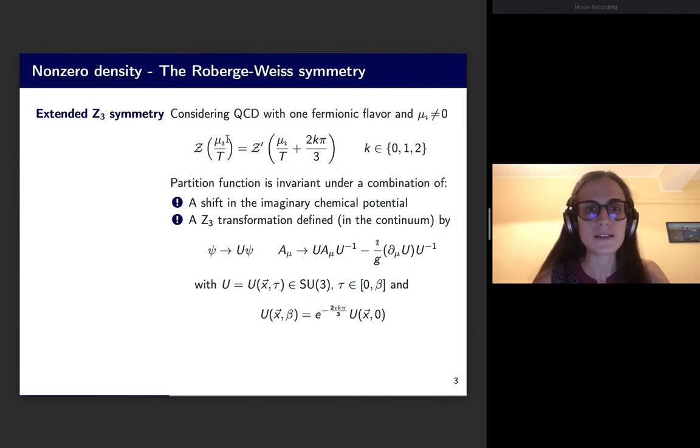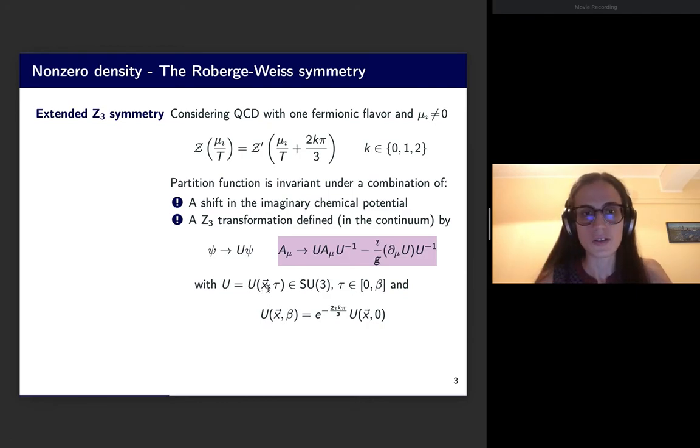What I mean by that is that this equality holds, in which the partition function is invariant under a combination of a shift in the imaginary chemical potential, which is what changes from the two sides of the equality in parentheses, and a Z3 transformation, which is the reason why you have a prime on the partition function on the right-hand side, which is defined in the continuum in order to change the fermionic fields in this way and the bosonic fields according to this formula.